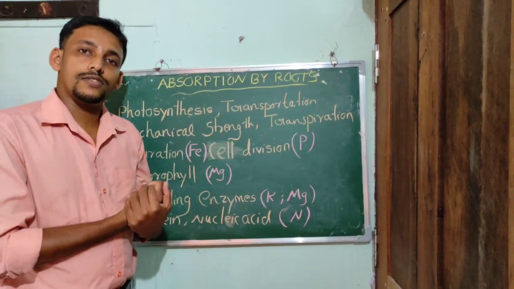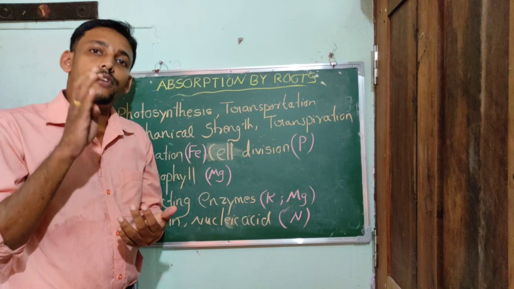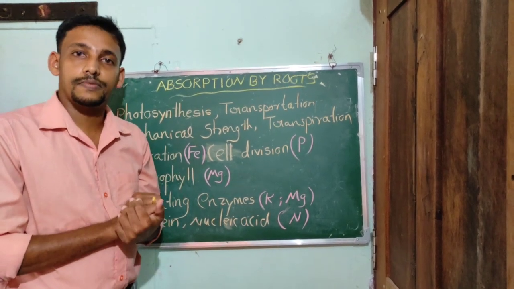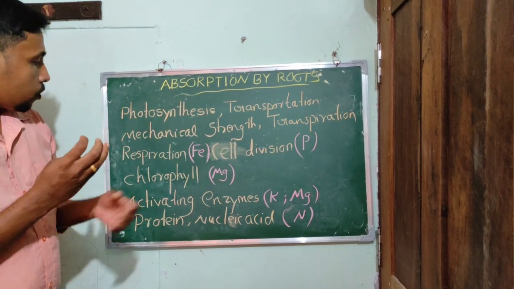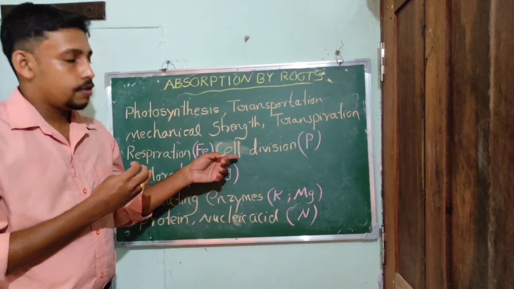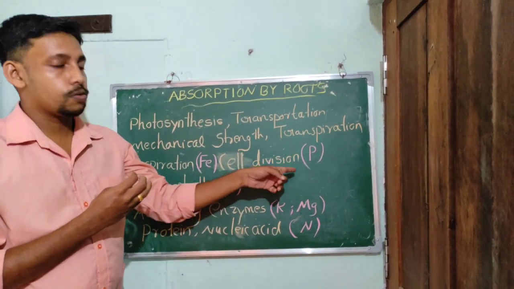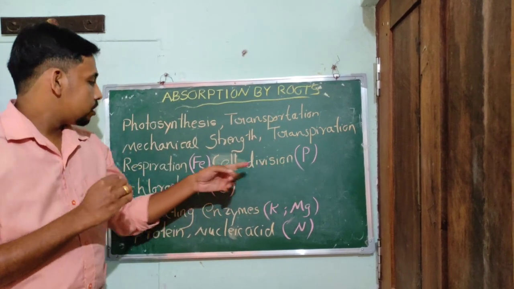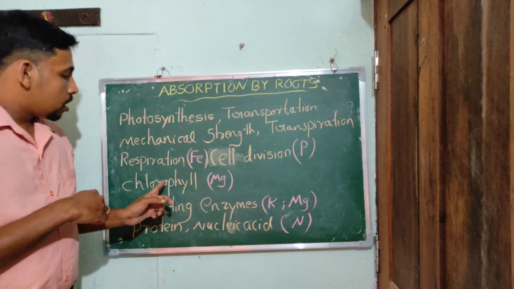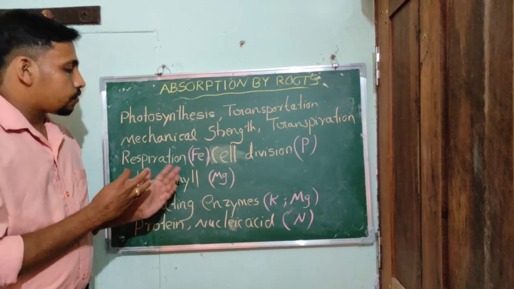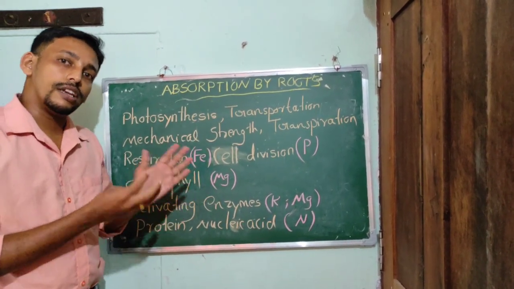Then what about minerals? Minerals are also a very important component. The plants need it. And for respiration, then cell division. For cell division, phosphorus is a mineral. Then respiration, iron. Then to make chlorophyll, they need magnesium.